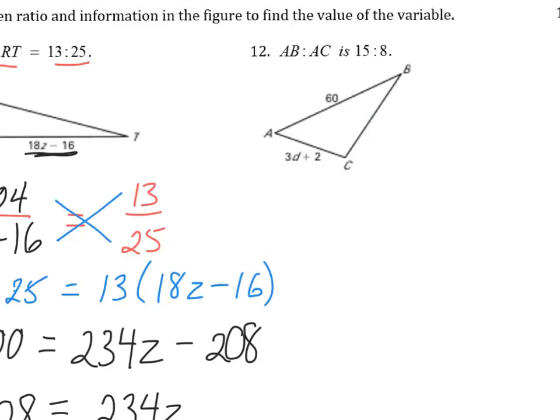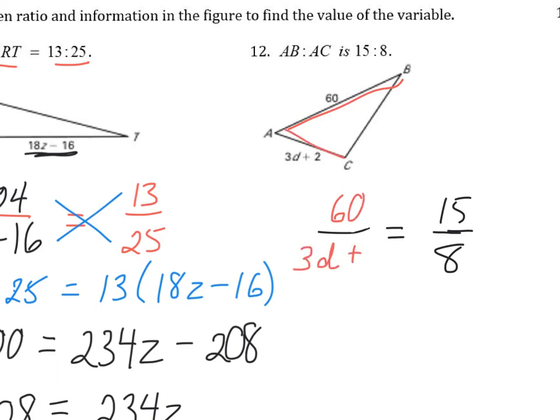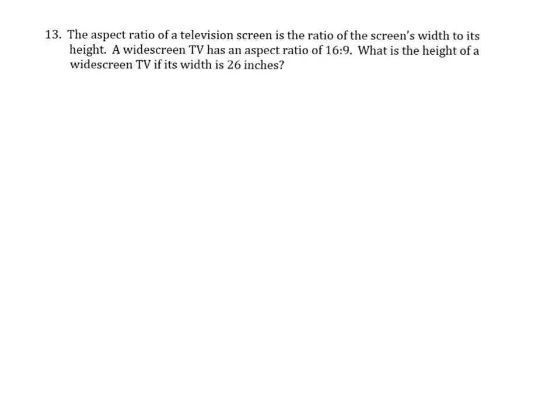So for number 12, start off the same way. So with the given information, they tell me that AB to AC is going to reduce down to, or is equal to, 8 to 5. Well, then just replace the values that you have. So let's get rid of AB and AC, and let's fill in what they actually give me. So they tell me AB is this side 60, and AC is this side 3D plus 2. Cross multiply and solve. So for this next problem, let's focus on everything we're given.